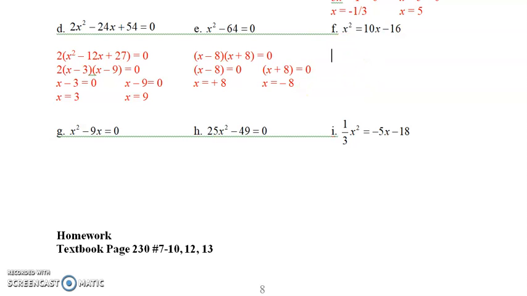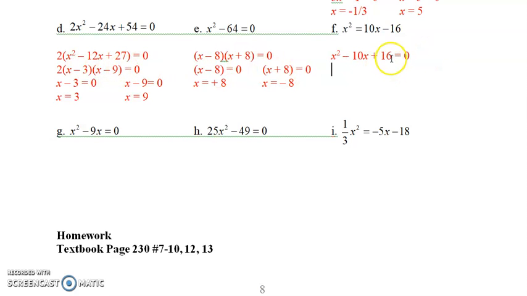And example F, set this equal to 0. You'll notice when you're solving these by factoring, you'll have to set it equal to 0 first. So I will rewrite this. We have x squared, we'll take the 10x over, so it'll be minus 10x, and then we subtract 16 on the right hand side, so we add 16 to the left hand side. We bring everything to the left, setting the right hand side equal to 0. And now we just factor.